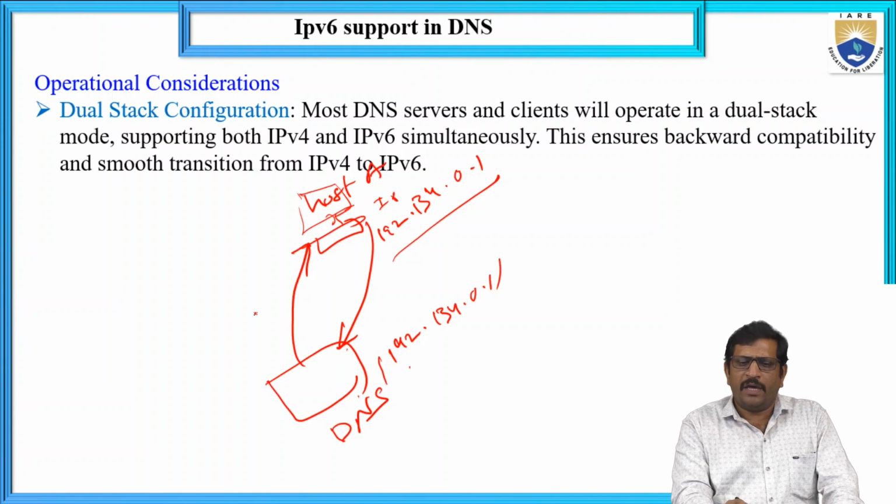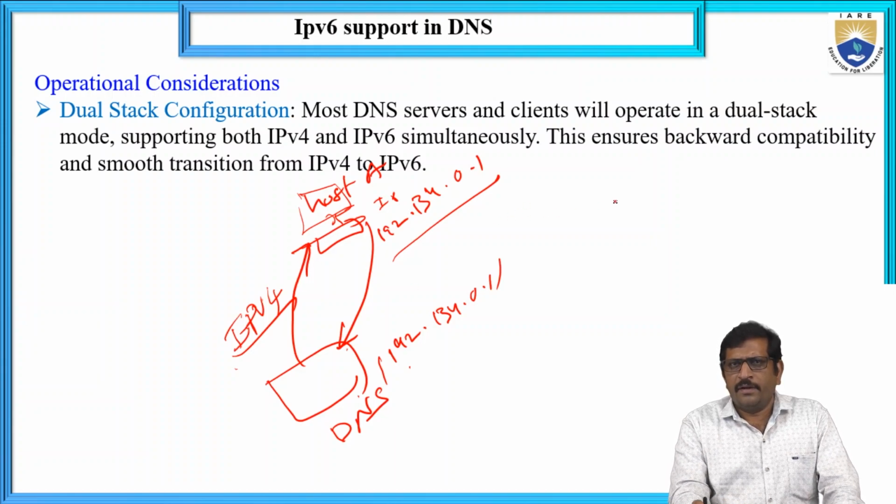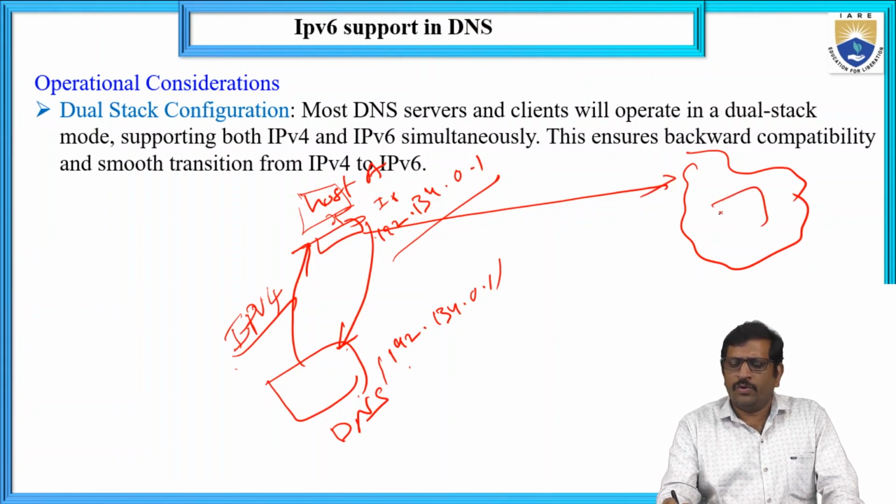Here we are using the IPv4 protocol, a simple address assignment from DNS to the particular host. In the IPv6 extension, instead of requesting the DNS, the host requests directly to the remote host.